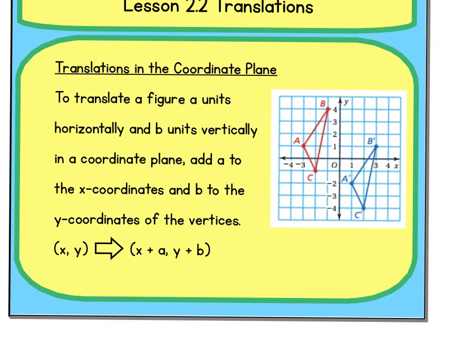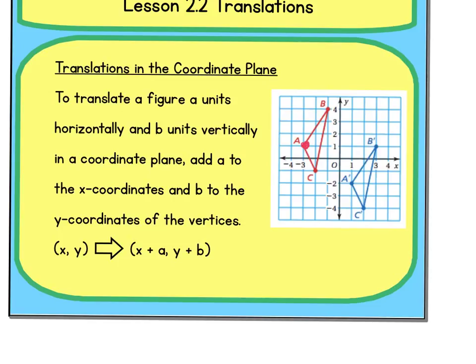Okay. So what we discussed before was the translations on the coordinate plane. We actually had plotted those points of the rectangle, and we talked about how we got from point A to point B. It says to translate a figure A units horizontally and B units vertically in a coordinate plane, you add A to the x coordinates, and that's when I was saying the left and right, and you add B to the y coordinates.